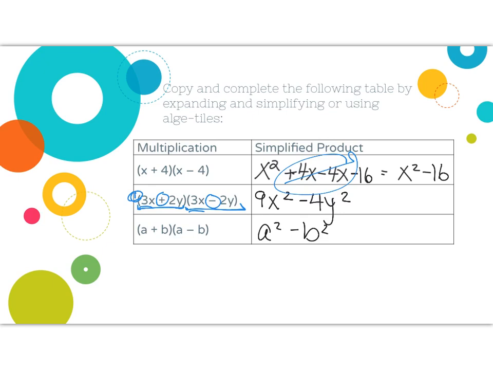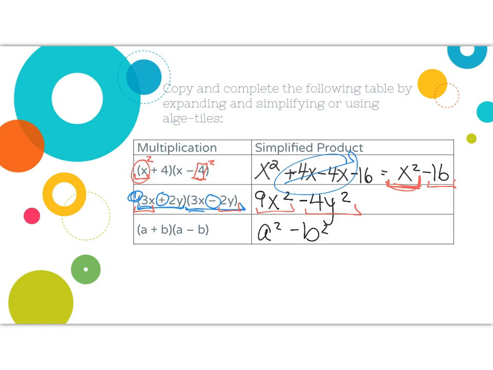How do the terms in the product compare with the two binomials in each multiplication? What we can see is that the first term in the binomial is squared for the first term here. So x to the power of 2 is x squared. The second term is the negative value of 4 squared. So we get negative 16. Again, we could do that here too. We get 3x times 3x is 9x squared. 2y times 2y is 4y squared, and they are separated by a subtraction.